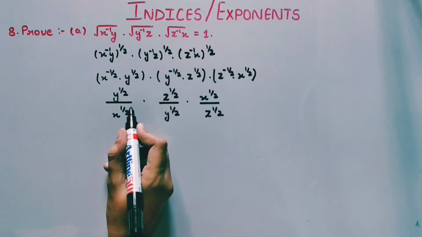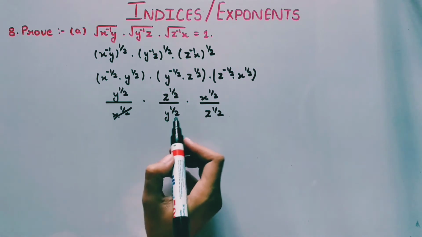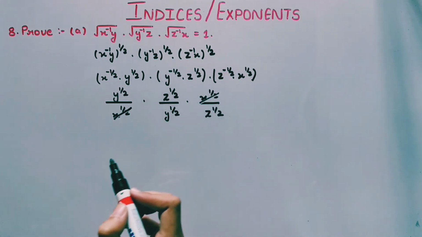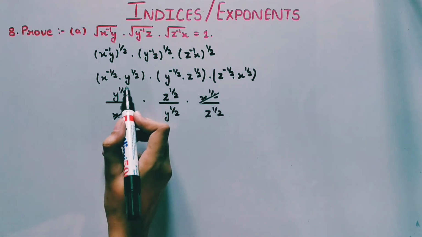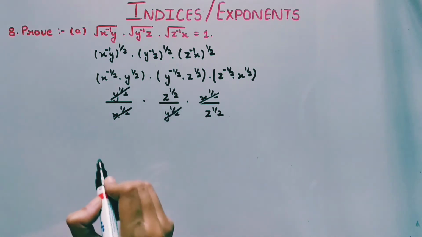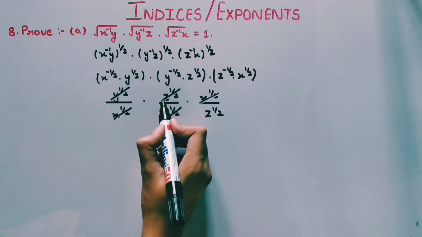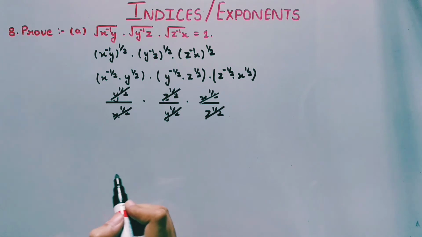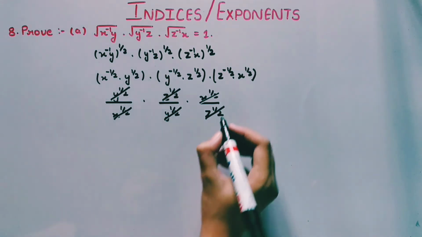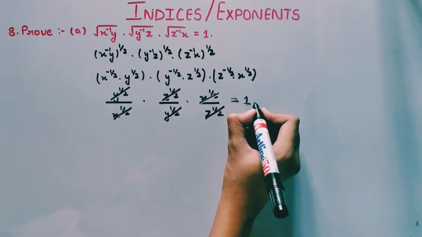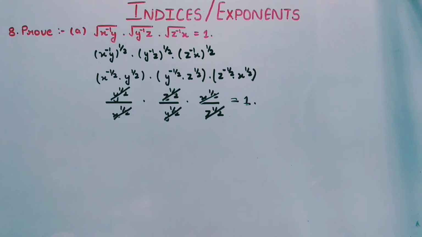Now we can see that x raised to power 1 by 2, x raised to power 1 by 2 is getting cancelled. y raised to power 1 by 2, y raised to power 1 by 2 is cancelled. z and z raised to power 1 by 2 is cancelled. Hence this is equal to 1. And that is what we have to prove, that this is equal to 1.